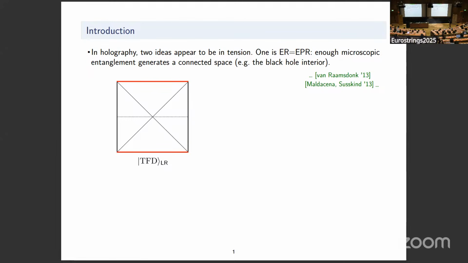More precisely, what this means is that the semi-classical dual to this microscopic state lives on some Cauchy slice of this bulk geometry. This Cauchy slice is connected between the two AdS asymptotic boundaries. So the spatial connectivity of the semi-classical dual to this state essentially comes from the amount of entanglement of this state. That's the general idea.